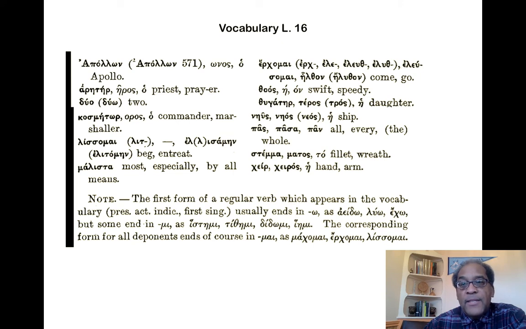So this is a very, very important verb. It's all over the place, and you might even take time to write out repeatedly the stems. Ερχ, ἐλέ, ἐλούθ, ἐλούτ. Because as we expand our knowledge of the verbs, you'll see that these are all important, and they allow you to keep it all together in your head.